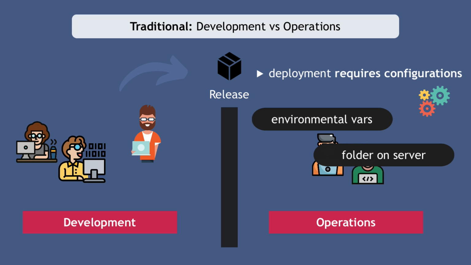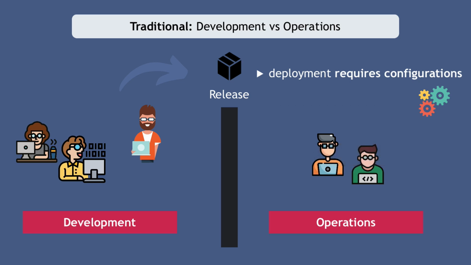It could be any type of configuration that the application needs, or it may need a database, for example, with a certain configuration. So whatever it is, the operations team has to prepare the server and the environment where the application runs before deploying that application.